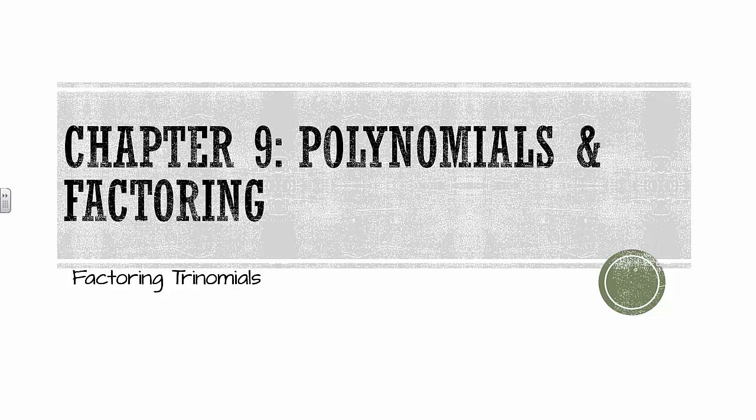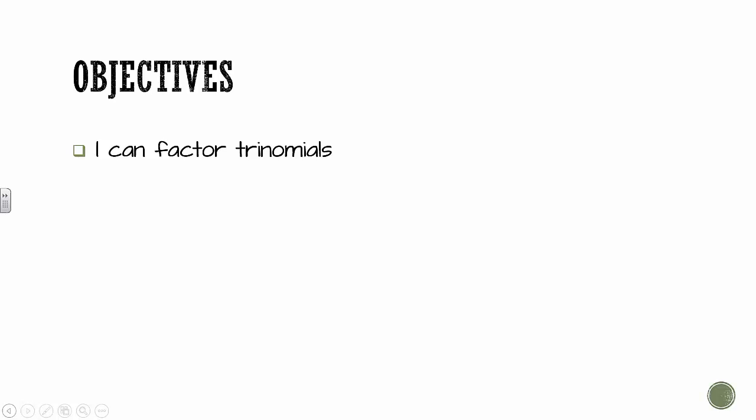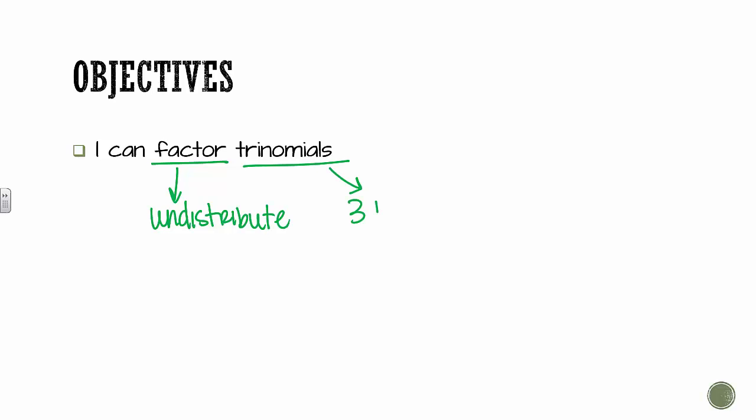Next up in Chapter 9 is factoring trinomials. So remember, a trinomial is something that has three terms, and factoring means undistributing. So I can undistribute something with three terms.